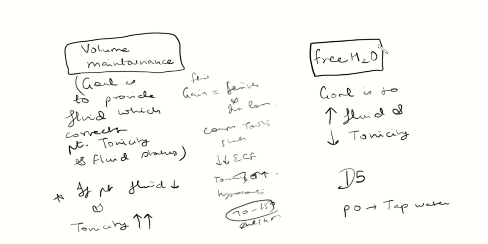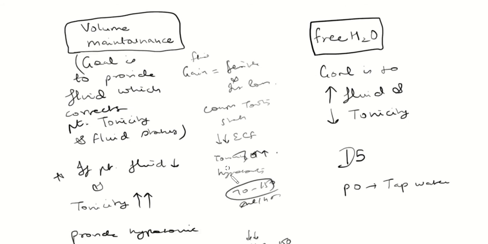Makes sense, right? That would correct their tonicity. Next, remember I have to give free water. Which one are we going to use? Tap water by mouth, or we give them what? D5 solution, dextrose 5%. It increases the amount of fluid, yes, but it decreases the tonicity of somebody's compartment, right? This is free water.